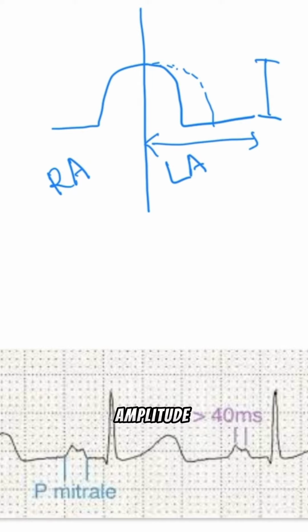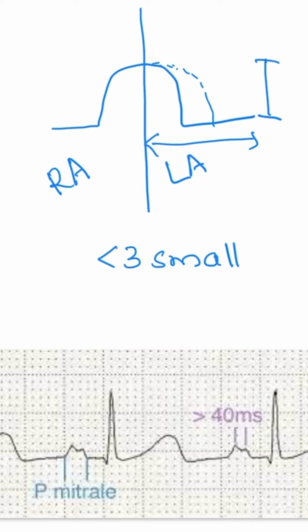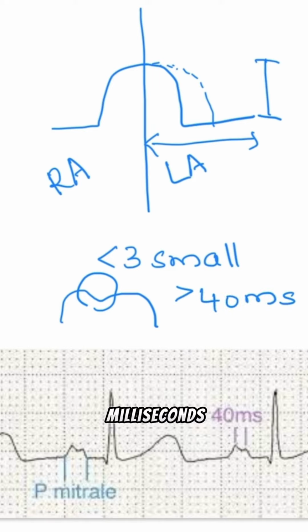in the amplitude. The normal duration for the P wave is less than 3 small boxes. When it comes to the left atrial enlargement, it will go more than 3 small boxes. Sometimes this kind of formation can cause a bifid notch. So this notch will be more than 40 milliseconds. Sometimes it might not be there.